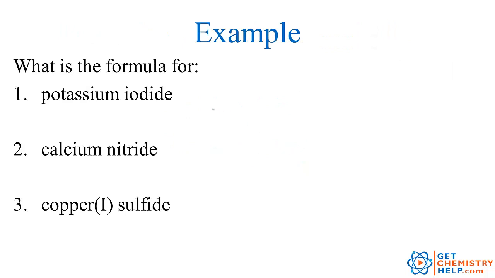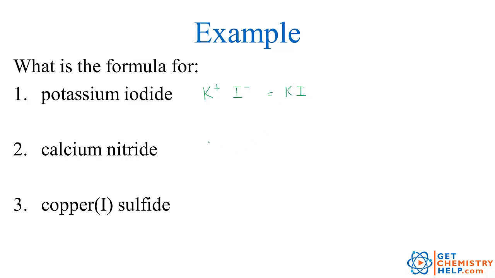Okay, let's go through and try a few examples here. So what would the formula be for potassium iodide? Okay, so pull out your periodic table and let's look at potassium. Potassium's in group 1, so it must be 1 positive. Iodide is 1 away from the noble gases, so it is 1 negative. So positive and negative balance out. That one's easy. We just put them right together. It would be KI.